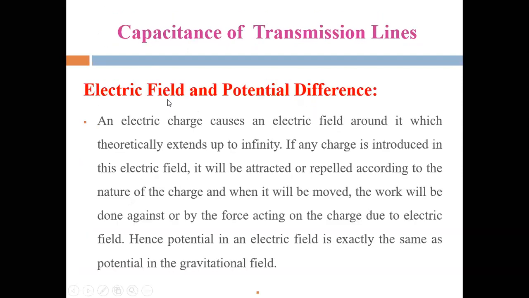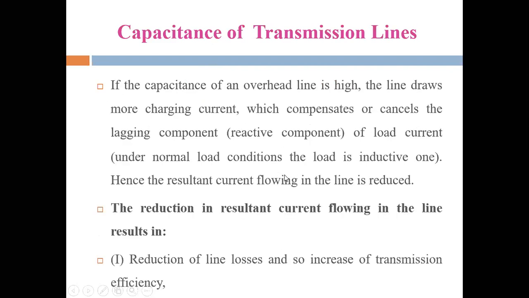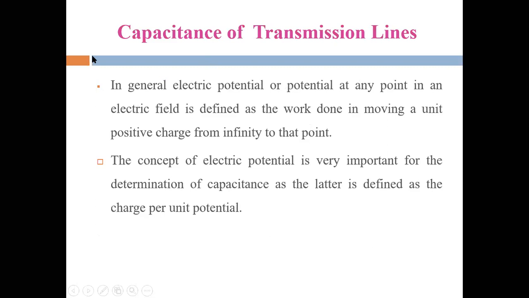Next, coming to the electric field and potential difference. What is meant by the electric field? An electric charge causes an electric field around it, which theoretically extends outward. That is called the electric field. If any charge is introduced in this field, it will be attracted or repelled according to the nature of the charge and the field. We have some electric field around the conductors also.